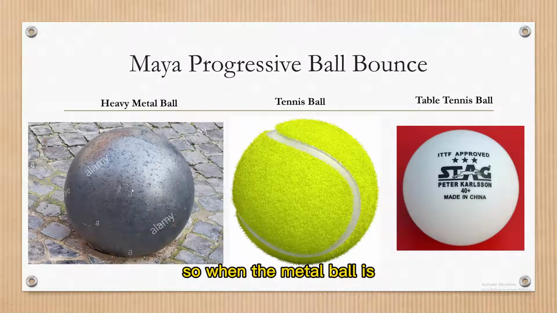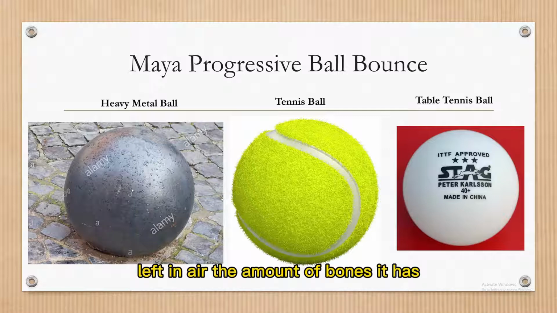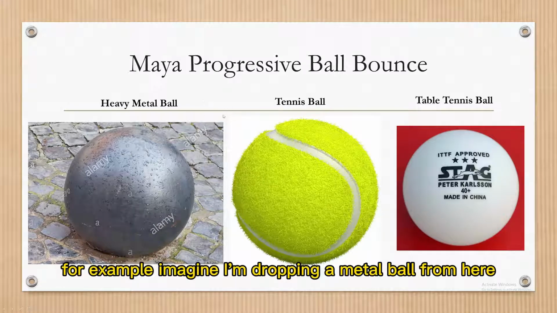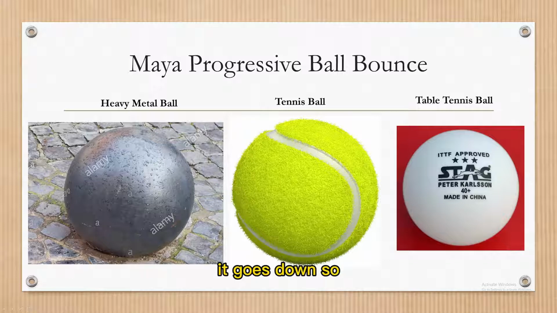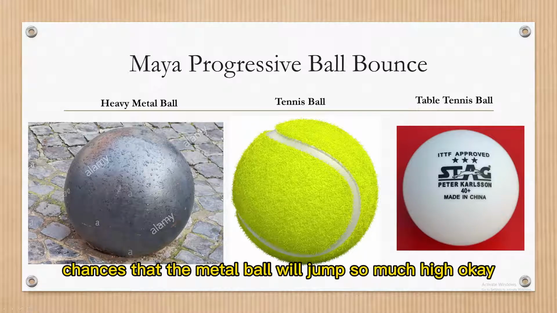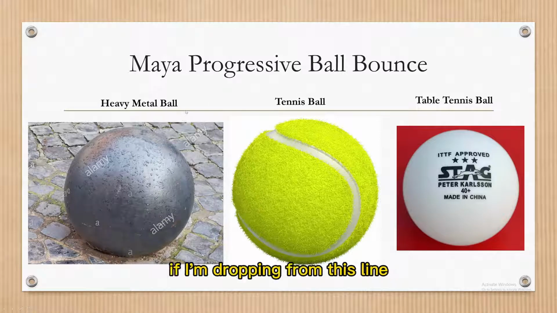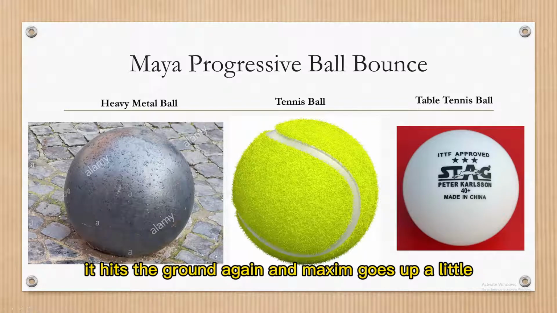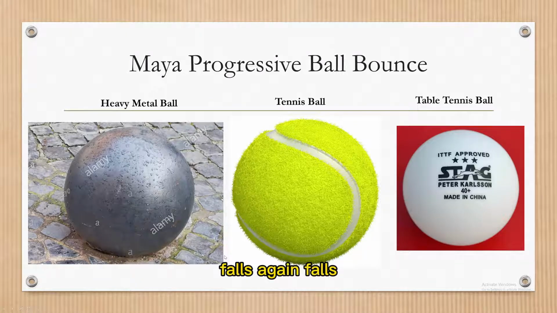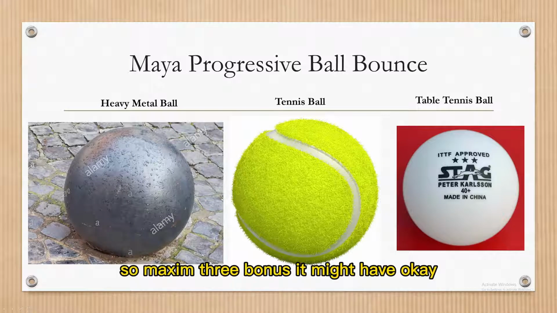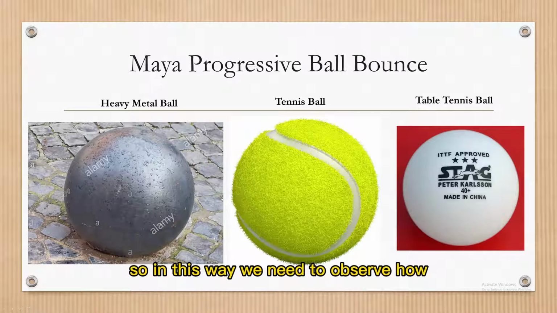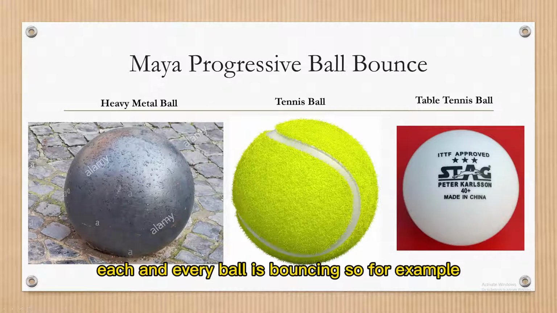When the metal ball is left in the air, imagine I'm dropping a metal ball from here, it goes down. There are no chances that the metal ball will jump very high. The maximum possibility is, if I'm dropping from this line, the metal ball will come down here, hit the ground, go up a little, fall again, and stop. So a maximum of 3 bounces it might have. In this way, we need to observe how each and every ball is bouncing.